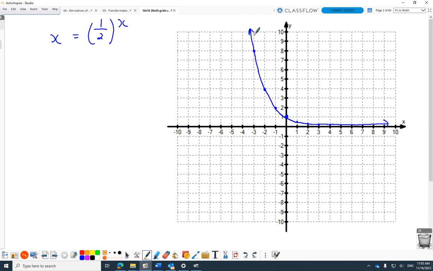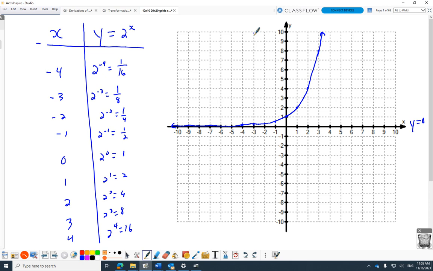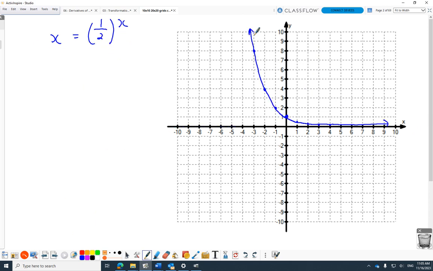Either asymptote on the left, off to infinity on the right, or coming from infinity on the left, asymptote on the right. Someone asked me, can they go below 0? Not the base functions. The base functions can't, but if you then move it down, it could go below 0. So we'll look at that in the lesson. Okay, back to here.